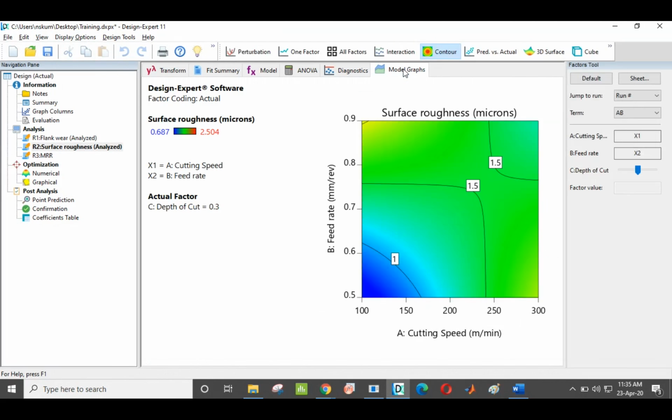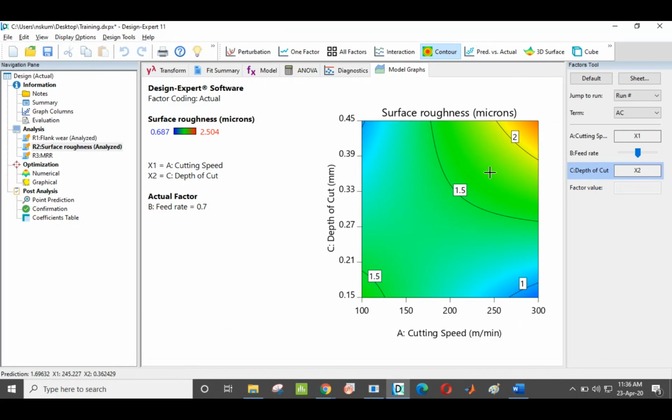Coming on to model graphs. So this is the contour plot. With higher cutting speed and higher feed rate, the surface roughness is lower. Similarly, for depth of cut, right click, change the axis. This also tends to change. So surface roughness is higher for higher cutting speed and depth of cut. But surface roughness should be as minimum as possible. So for minimum surface roughness, cutting speed and depth of cut should be as low as possible.